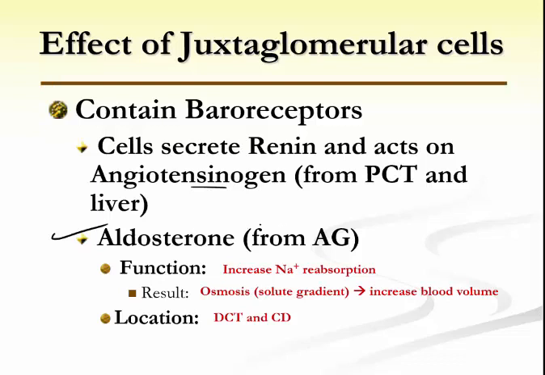That aldosterone increases the sodium-potassium ATPases, which increases the reabsorption of sodium and therefore the reabsorption of water by osmosis, increasing blood volume. And this can happen not only at the distal convoluted tubule, but also a little bit in the collecting duct. And again, this would only happen if we have a drop in blood pressure.